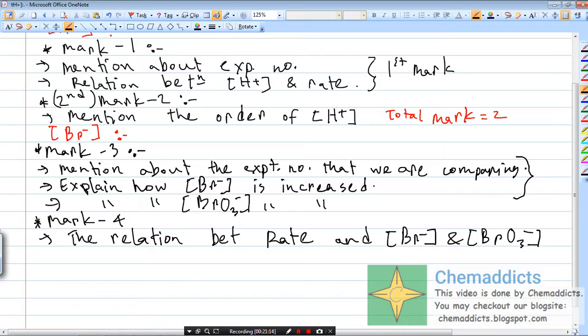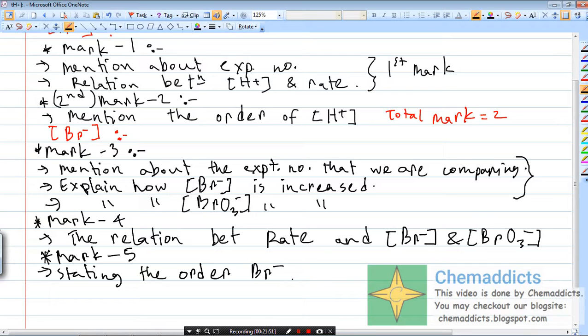Okay, so here is the final mark. We would be free from this whole thing. Okay, the final mark is for stating the order of bromide. As you all already know, stating the order of bromide.